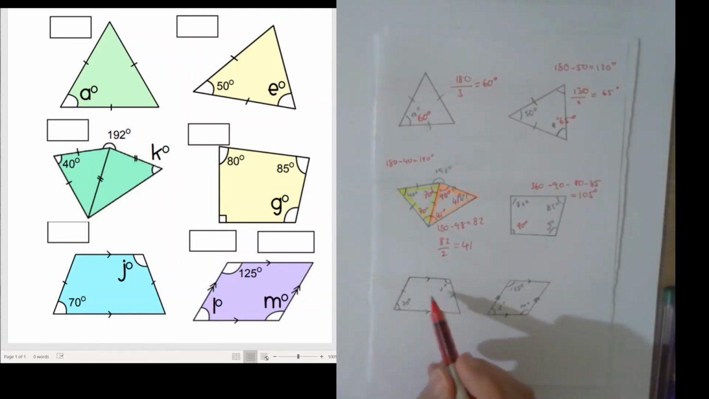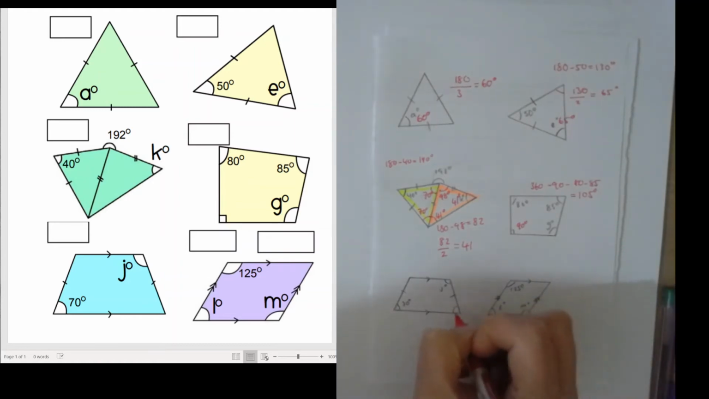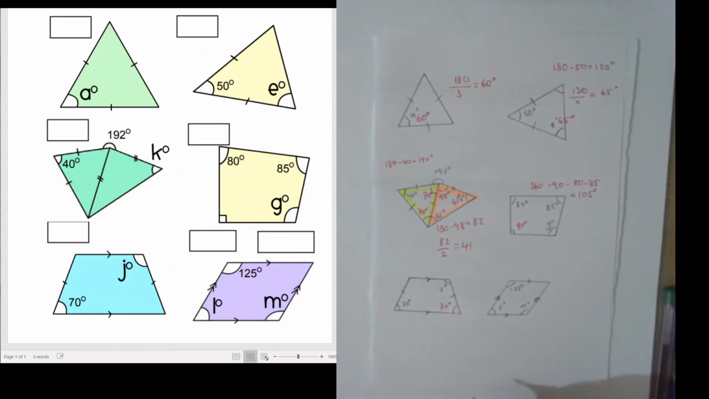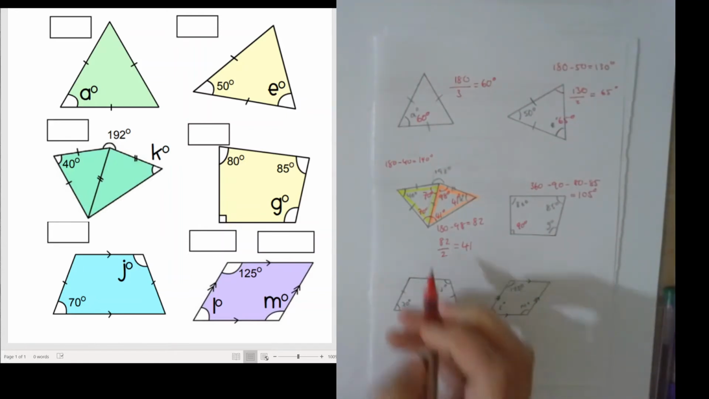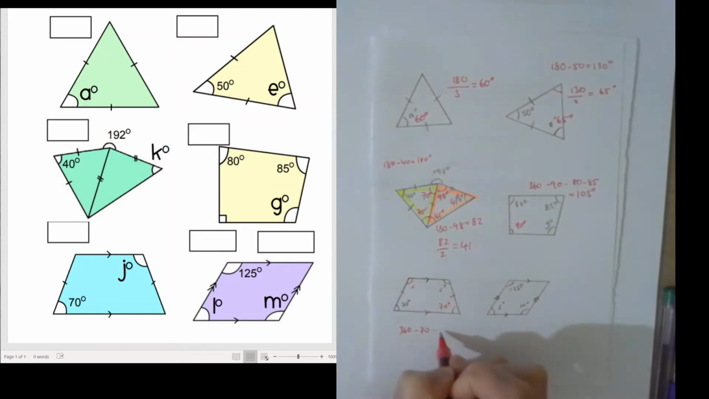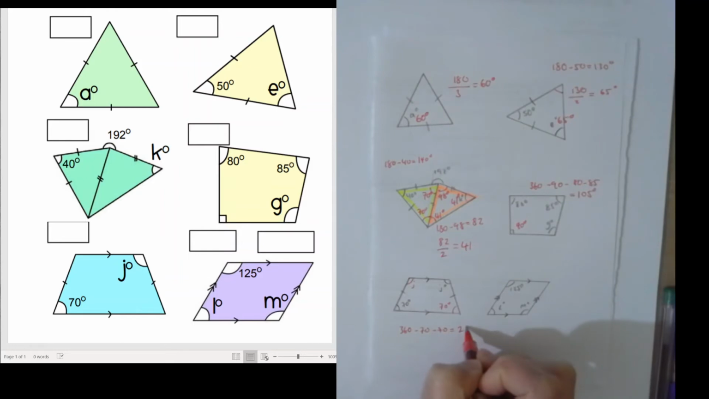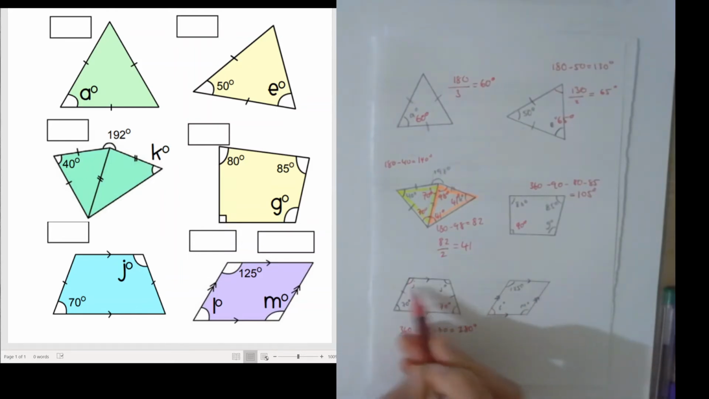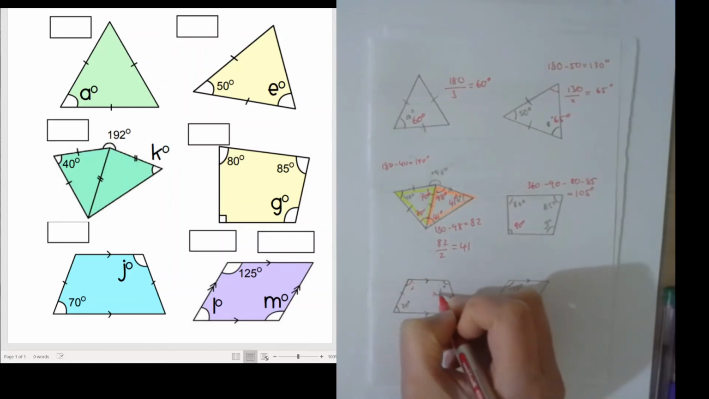So this one, you will notice there is one set of parallel sides, there are two same sides, so that must be an isosceles trapezium. Okay, it's isosceles, so that must mean that this is also 70 degrees. I know these two angles are exactly the same as well. So I know angles in a quadrilateral add to 360. So I'm going to do 360, take away 70, take away 70. That leaves me with 280 degrees. I've got two angles that add up to 280 degrees and they are both equal. So 280 divided by 2 is 140 degrees.